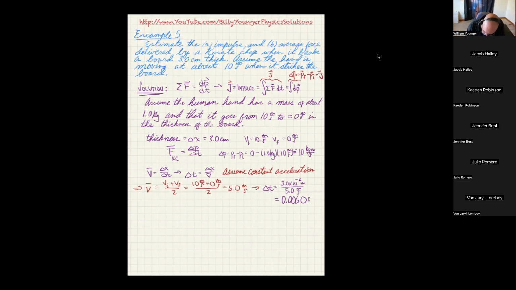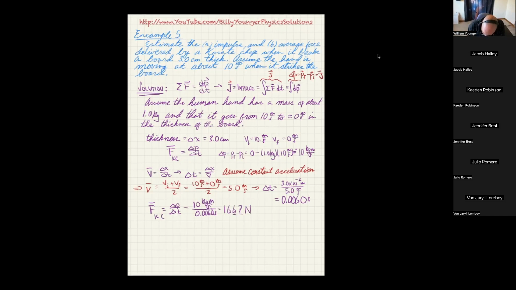So now I can calculate the average force, which I called karate chop, is equal to delta P over delta T. And that, of course, is 10 kilogram meters per second divided by 0.0060 seconds. So this gives me about 1,667 newtons, which is 2 extra sig figs than I actually have.